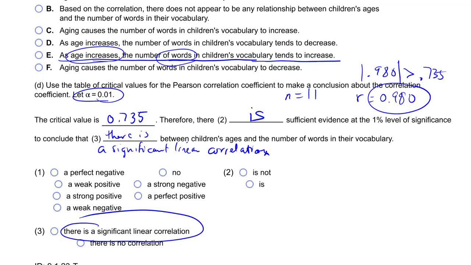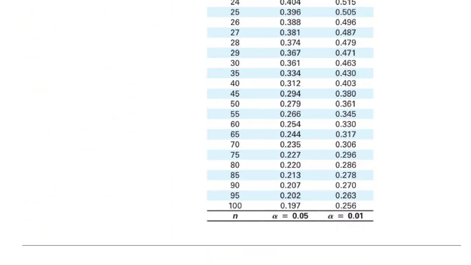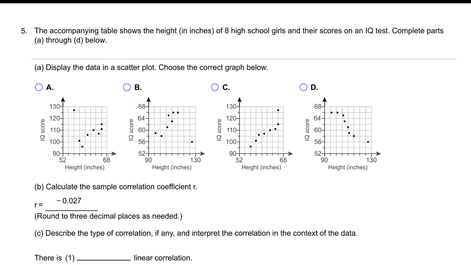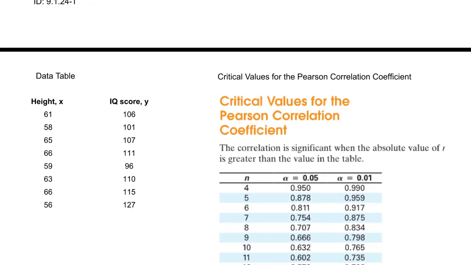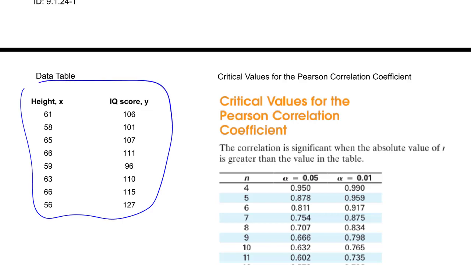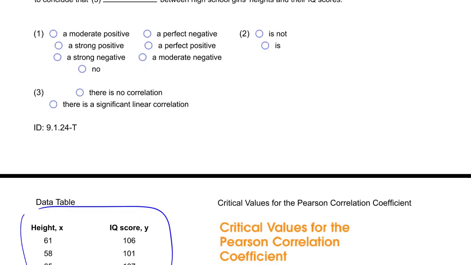Let's take a look at another one. The data on the chart below is of the heights of 8 high school girls and their scores on an IQ test. So here are the 8 girls' heights and that girl's score on an IQ test.